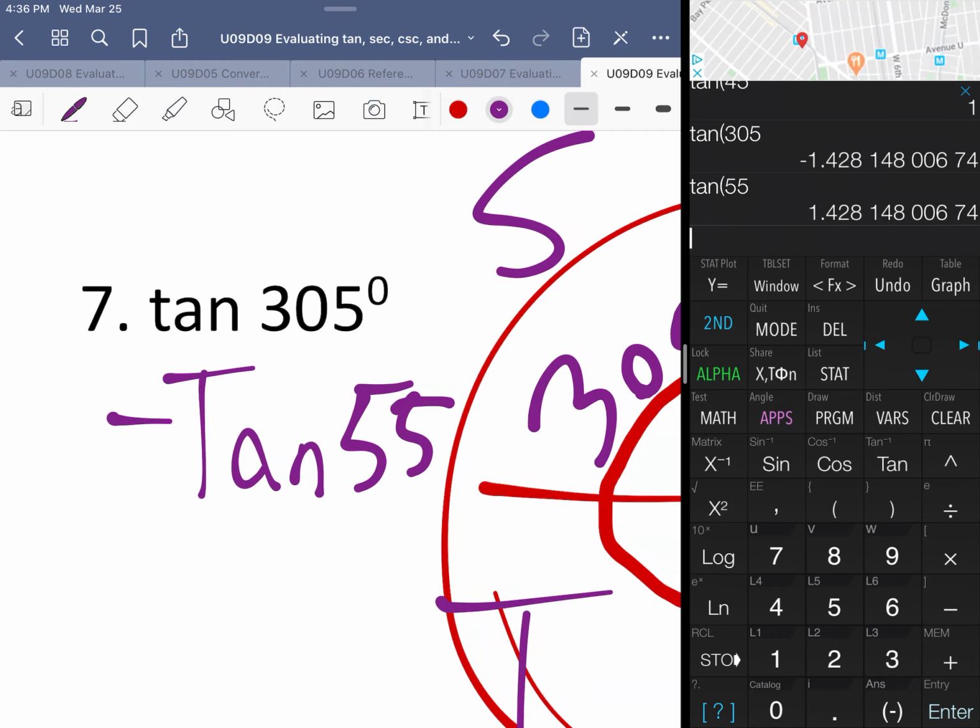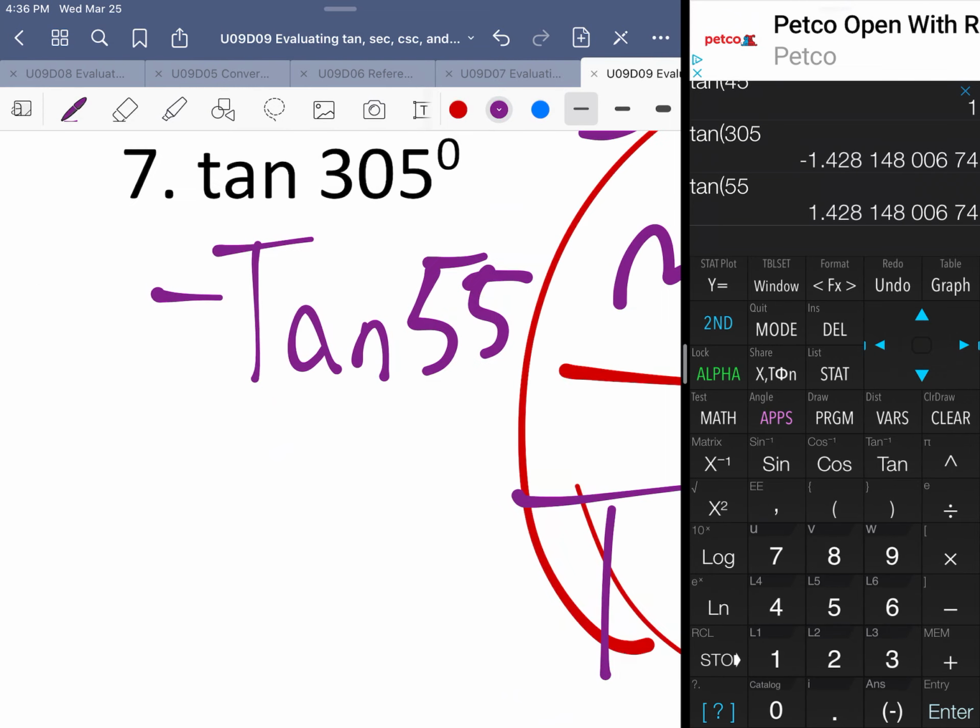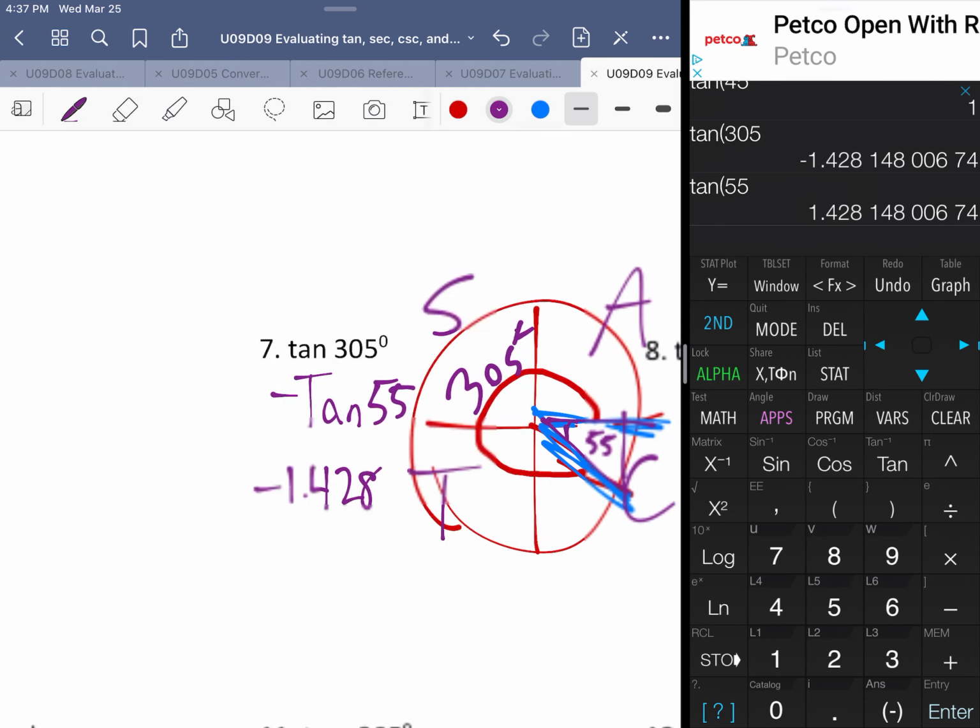Now, unlike all those nicer numbers like 0, 30, 45, 60, 90, and all the multiples of 90, we don't actually have nice values that we can represent with radicals and fractions for these other infinitely many different degrees for our angle. So in this case, we're actually going to have to write the decimal. So the tangent of 305 is actually negative 1.428. Please be careful. If you do get a nice reference angle, you would use the radical expression.